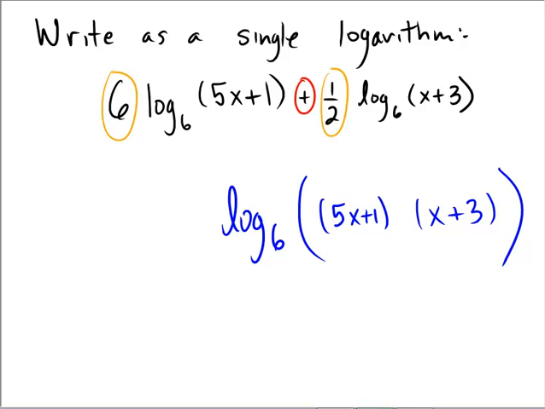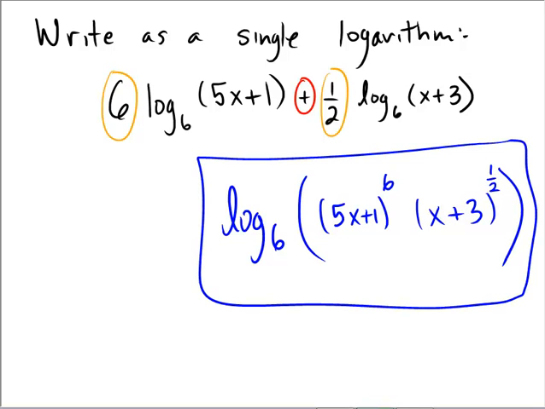So multiplications on logarithms become powers. So 5x plus 1 is going to be raised to the power of 6, and x plus 3 will be raised to the power of 1/2. And that's the final answer. That's a single logarithm made from those several logarithms.